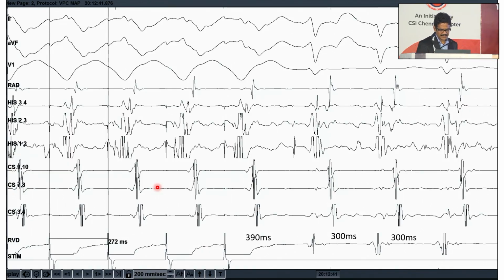So this is a patient, tachycardia is going on, we have paced at 270 milliseconds and the post pacing interval is 390 milliseconds. 390 minus 300 is 90, which is in favor of AVRT. And also you can see the stim to A is 120 and 126 and the VA interval is 115, the difference is 10 milliseconds, which also favors AVRT.